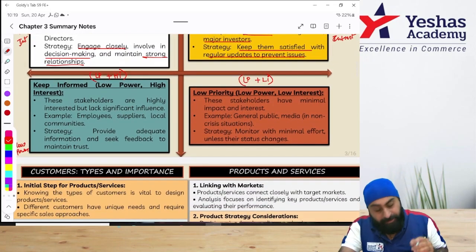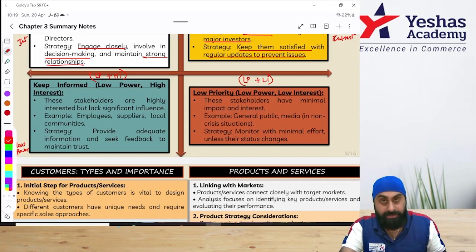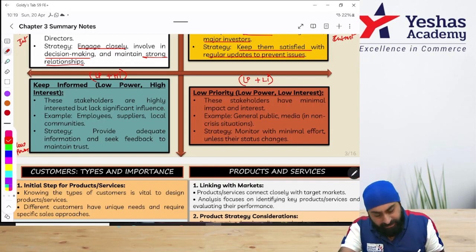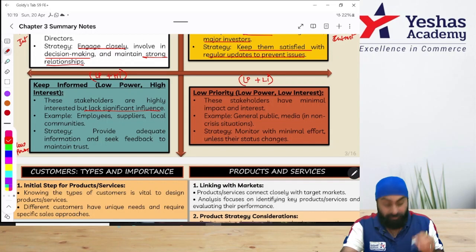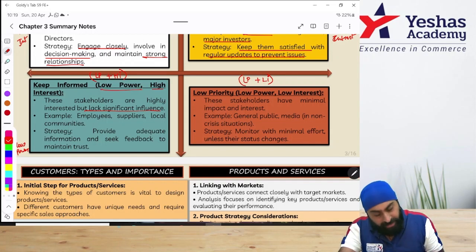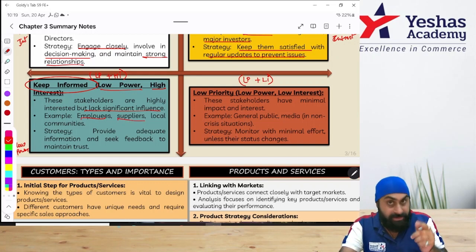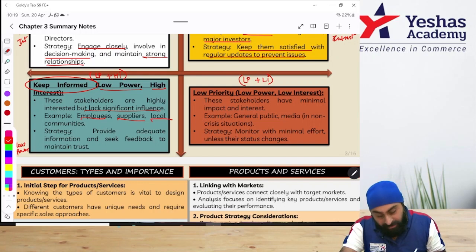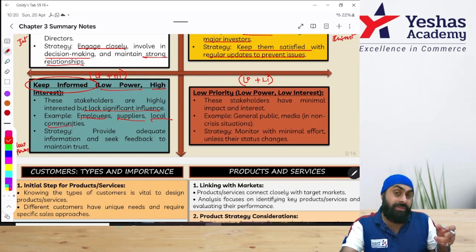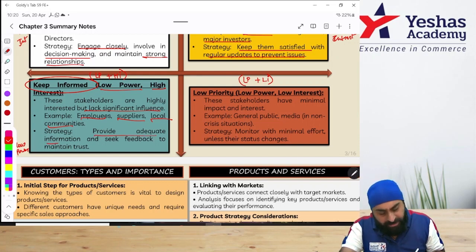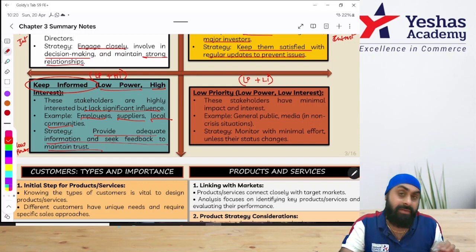Next, keep informed. Low power, high interest. Stakeholders are highly interested but lack significant influence. Low power with high interest, we will call them keep informed. Now, what does this say? Employees have interest but they have no power. Suppliers have interest in the business but they have no power. Local communities have interest because if the business grows, they will get job opportunities. So they have interest. Provide adequate information and seek feedback to maintain trust.